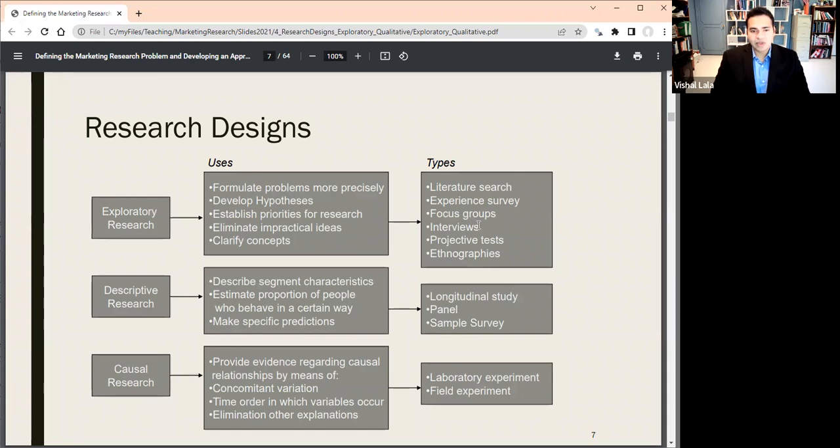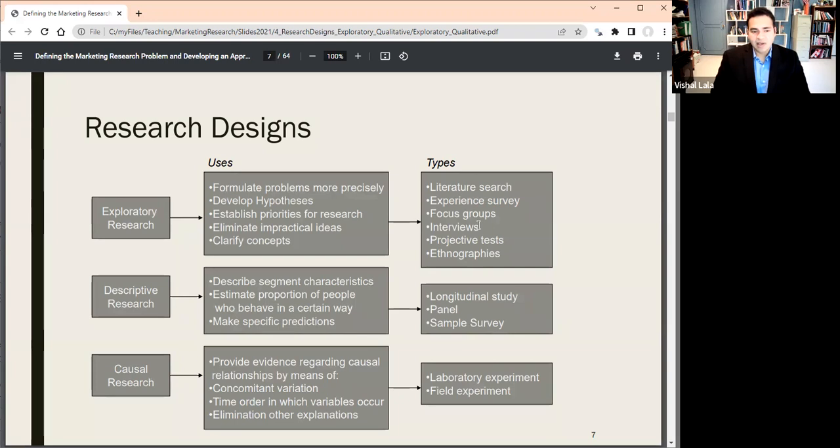Exploratory research design is used when the problem is loosely structured, when one is still at the hypothesis development stage or hypothesis clarifying stage. And I'll talk much more about this in the following slides. Descriptive research designs are utilized when one wants to, let's say, compare segment characteristics, or compare 3 sets of people, or examine the drivers of buying behavior.